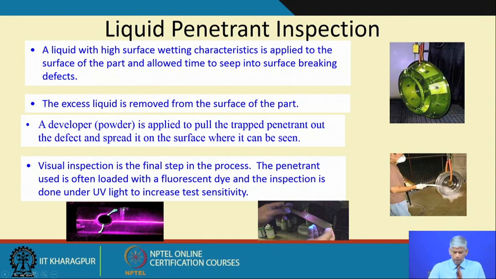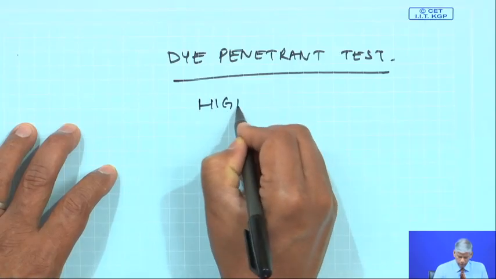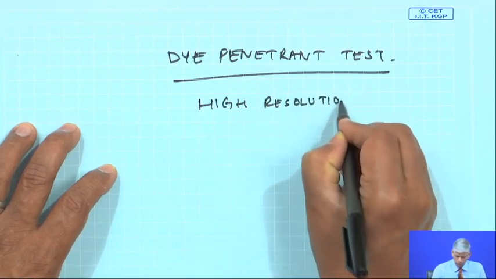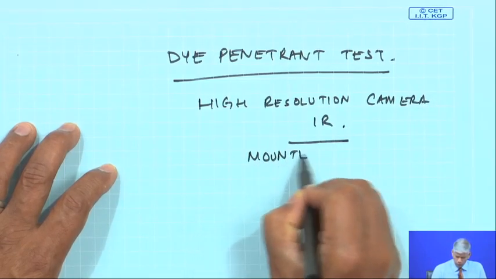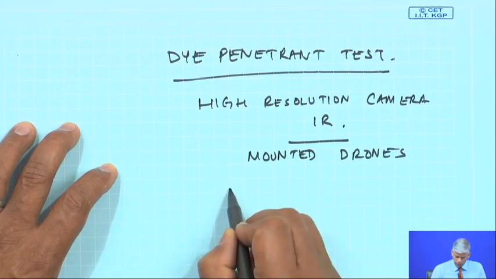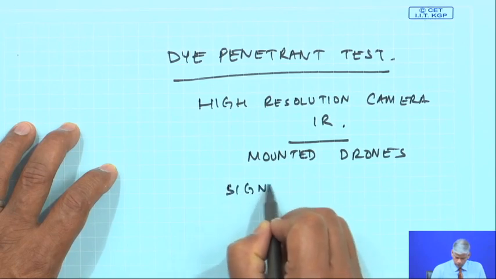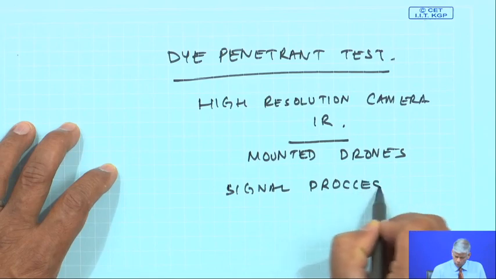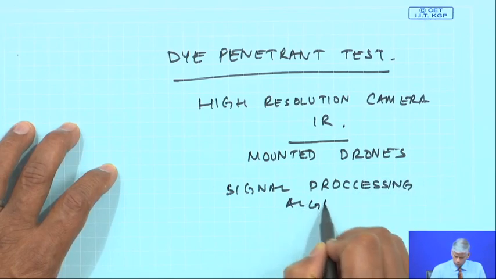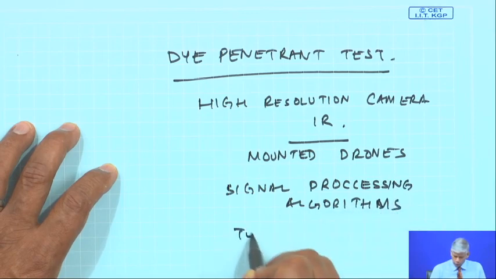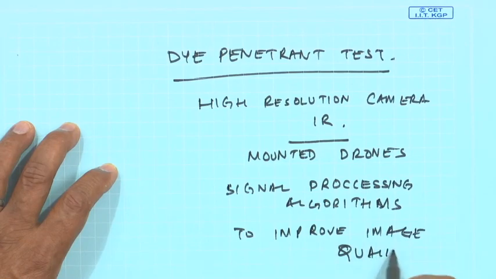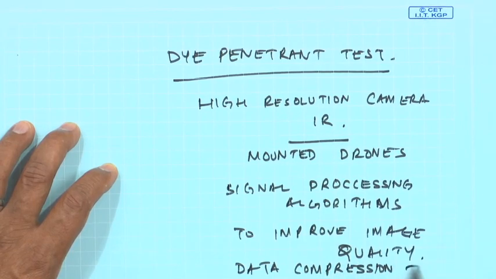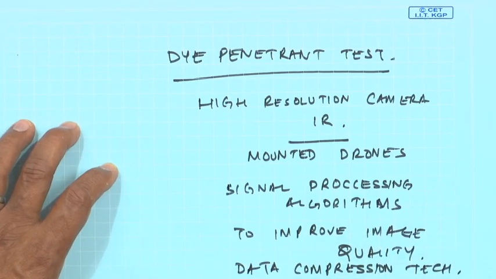But today we have high resolution cameras available, even looking under infrared and mounted on drones, and the development of signal processing algorithms to improve image quality, and data compression techniques used to reduce the quantity of data and then of course, Wi-Fi to transmit.